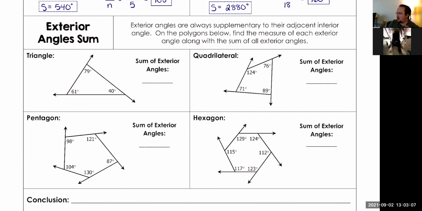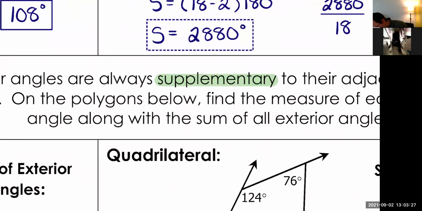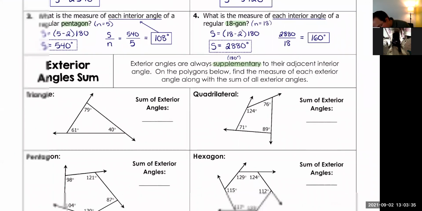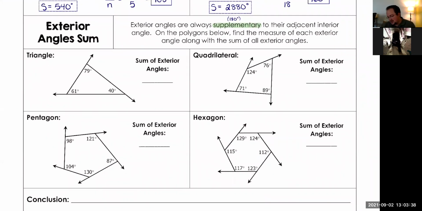Instead of just looking at one exterior angle, we're looking at what happens when you do an exterior angle off of all the vertices. So it says here, just as a reminder, exterior angles are always supplementary to their adjacent interior angle. What does it mean to be supplementary? Oh, that's complementary. Supplementary is 180 degrees. Supplementary means 180 degrees to their adjacent interior angle. So on the polygons below, we're going to do a little mini exercise, see if we can discover a pattern here like we did on the front.